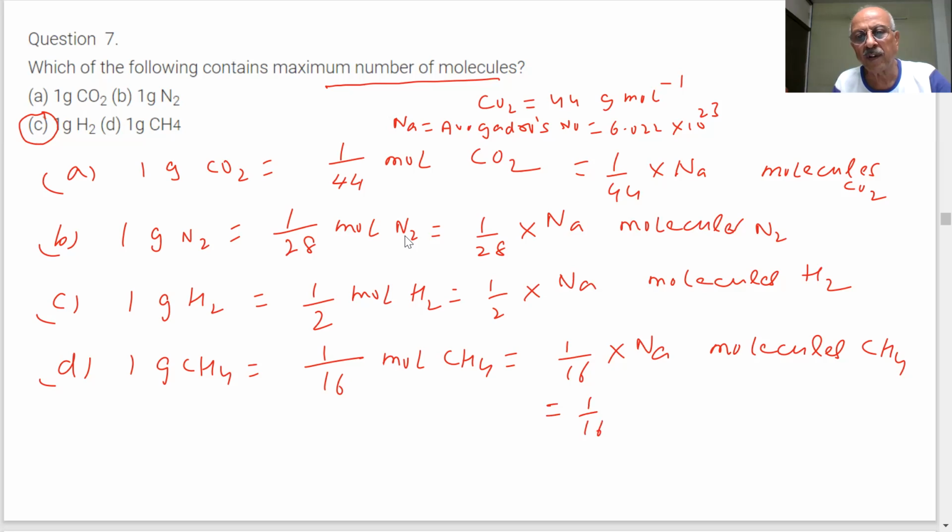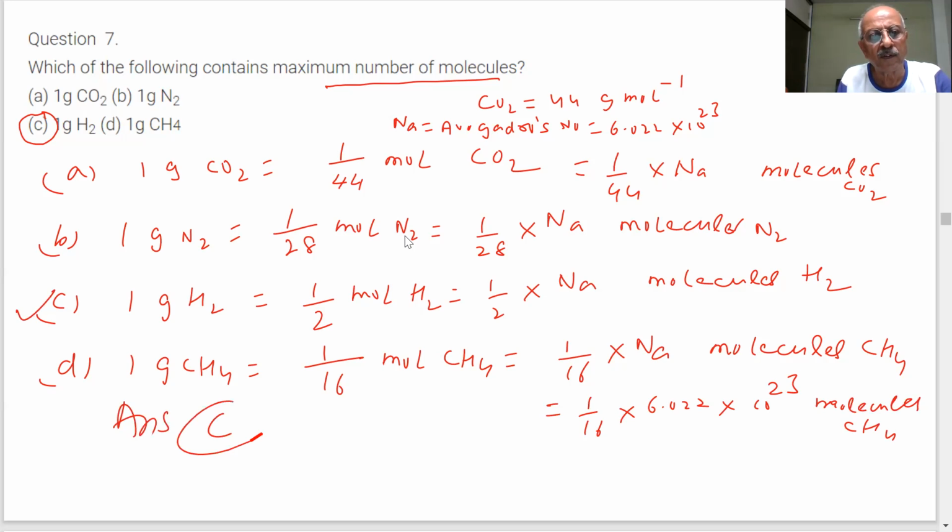So 1 gram of methane will contain 1 by 16 into 6.022 into 10 power 23 molecules. These are the molecules of methane. And for hydrogen, you will have 1 by 2 into 6.022 into 10 power 23 molecules, which will be the largest value. So the correct answer is C.